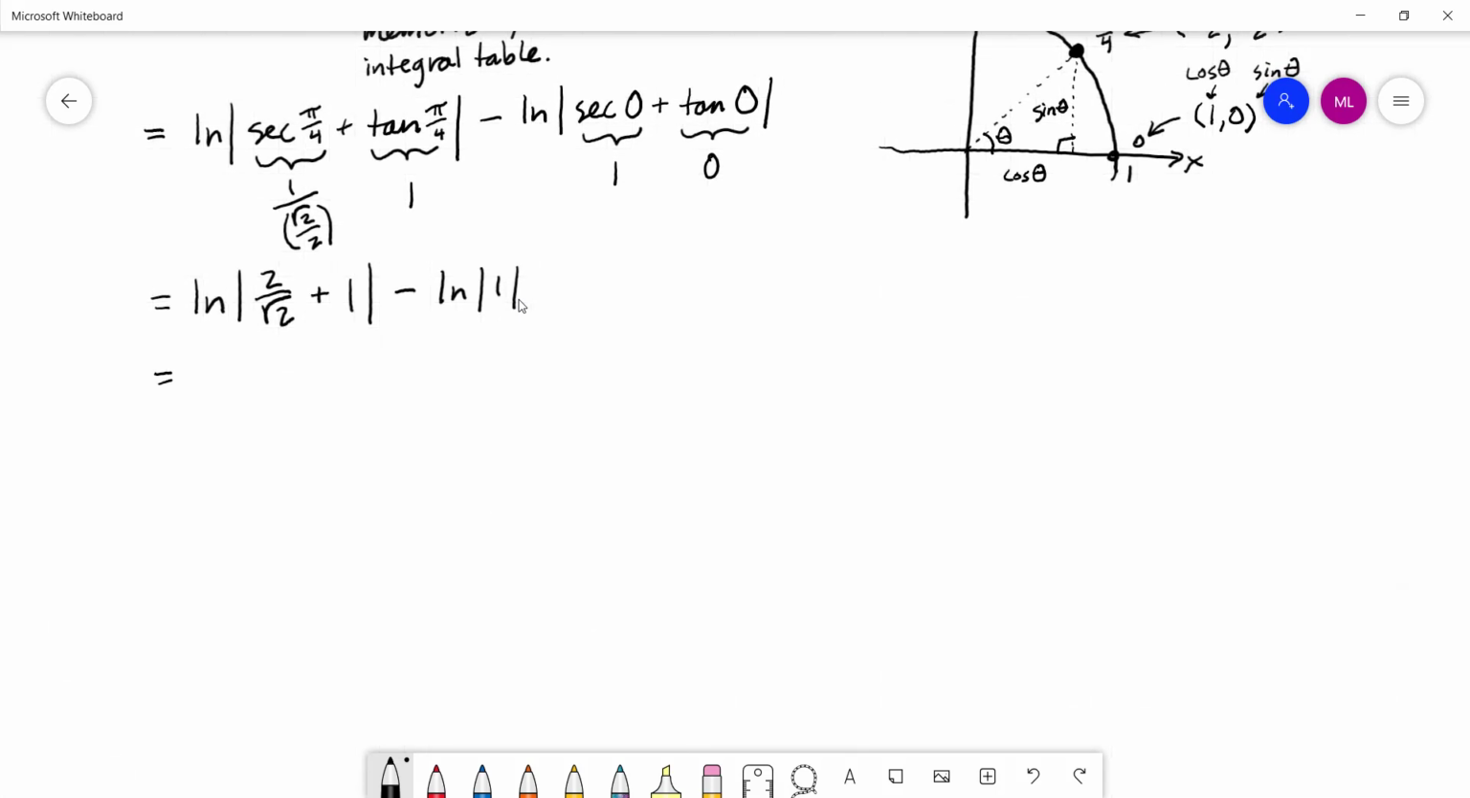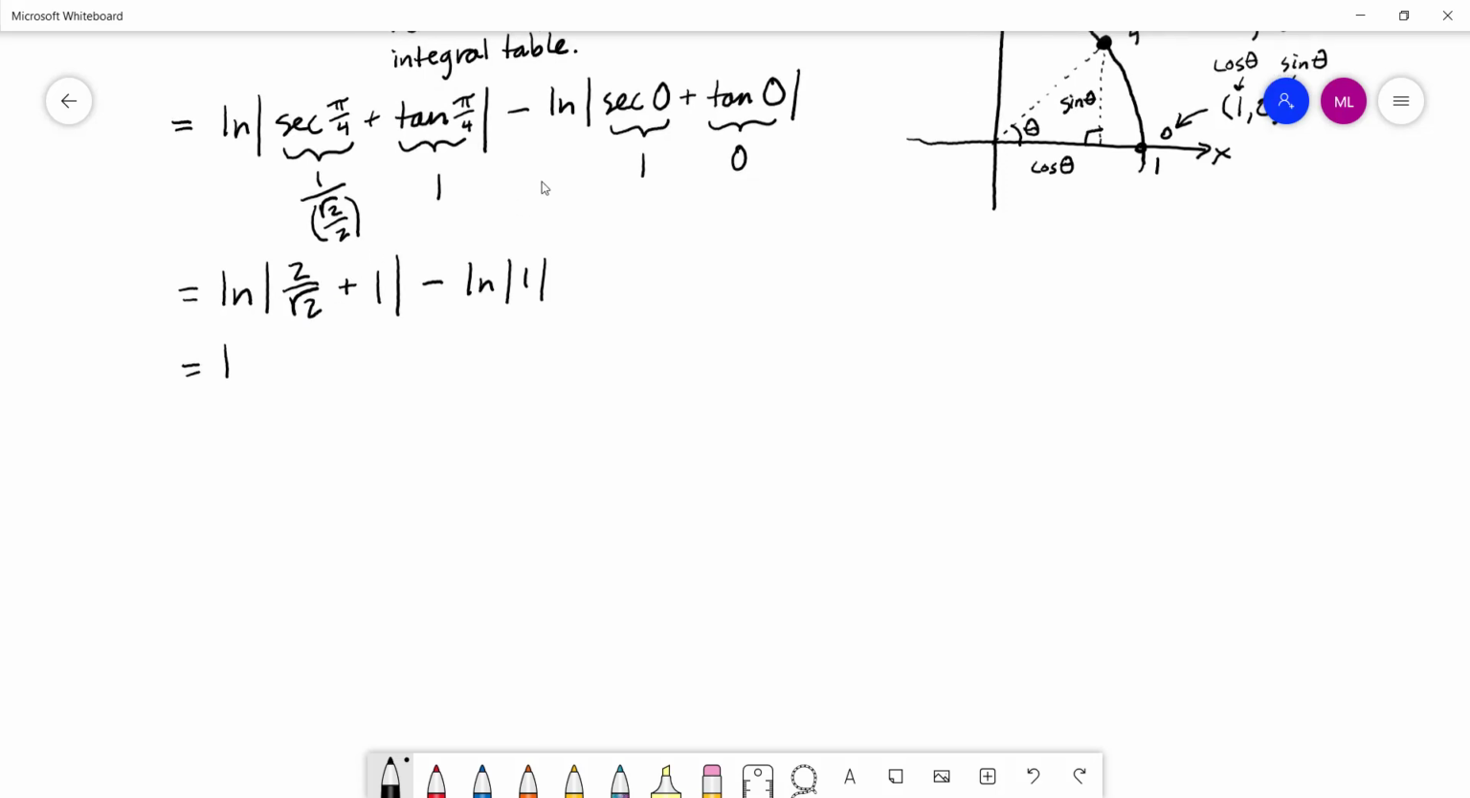Cleaning this up one last time. If I rationalize the denominator here, multiply by root 2 over root 2, we'll get 2 root 2 over 2. This whole thing is just going to be the square root of 2. So 2 over root 2 is the same as the square root of 2 once you rationalize the denominator. I'll let you do that on your own if you don't believe me. Plus 1. And then what is the natural log of 1? The natural log of 1 is 0. So I'm going to leave that term off entirely.